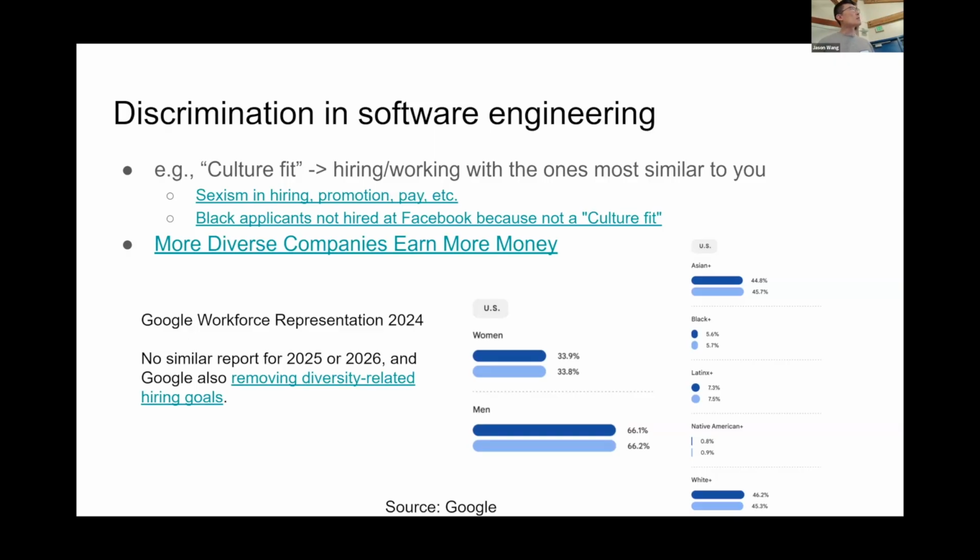This is happening even though there have also been studies that have shown that more diverse companies in general perform better compared to companies of the same stature in the same field that are less diverse. So increasing diversity has been shown to allow companies to have higher performance. And despite this, these trends are still happening in the hiring in software.